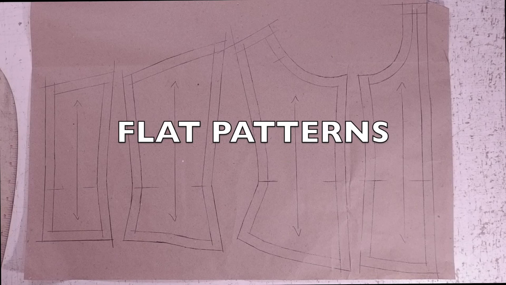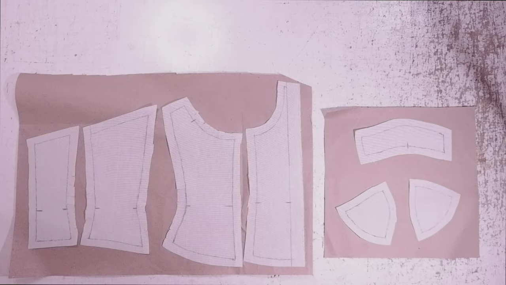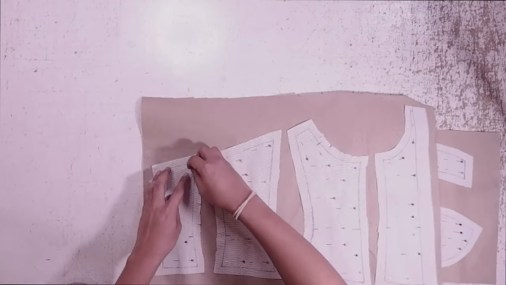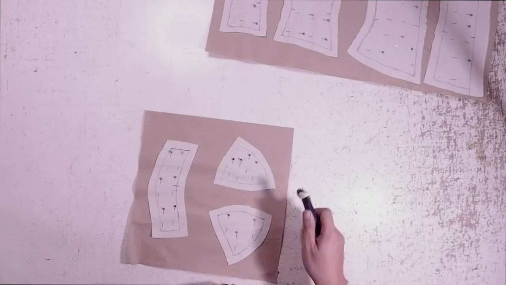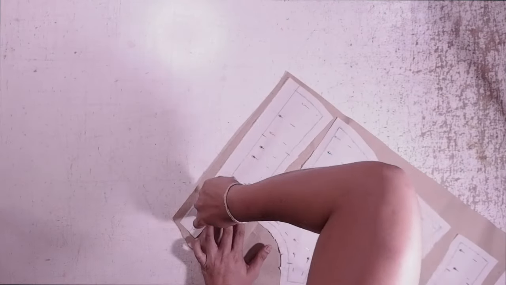Now let's move on to transferring the patterns to paper. In here, I have my fabric patterns and a piece of pattern paper to trace the pattern. Using my tracing wheel, I am tracing now the patterns to the paper and reshaping the lines or truing the patterns.